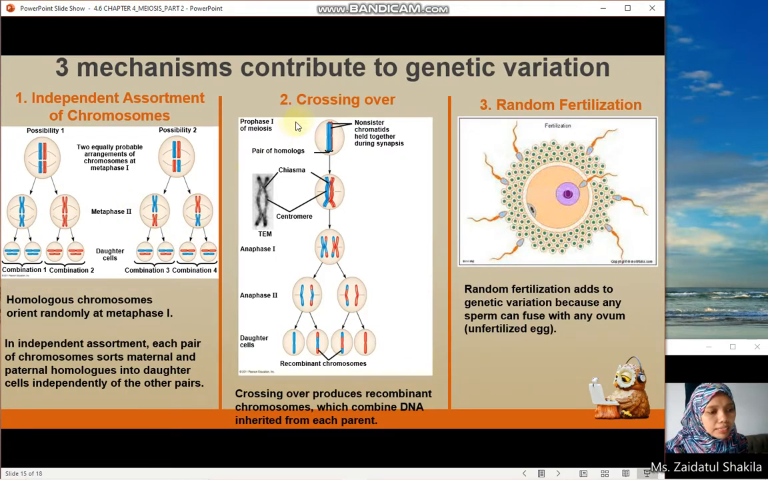The second mechanism that contributes to genetic variation is crossing over. Crossing over produces recombinant chromosomes which combine DNA inherited from each parent. And then the third mechanism that contributes to genetic variation is random fertilization. Fertilization occurs subsequently after the production of the gametes. Random fertilization adds to genetic variation because any sperm can fuse with any ovum.